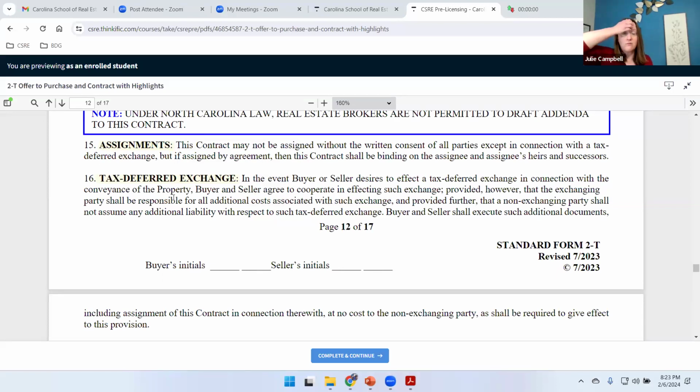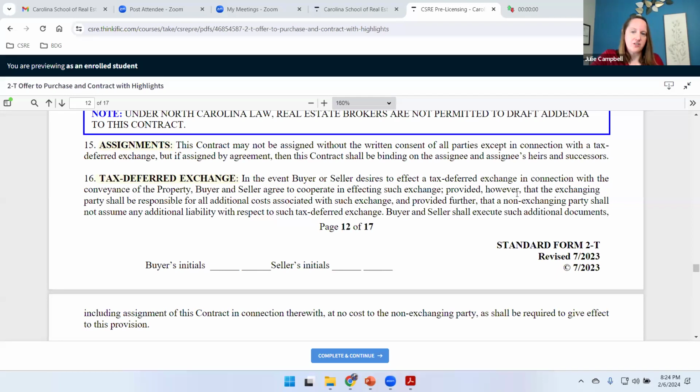So just to go through this real quick, we mentioned an assignment. With an assignment, you're giving up your rights and responsibilities. All the terms stay the same. The only thing that changes is the names of one of the parties. So in this contract, it may not be assigned without written consent of all parties.